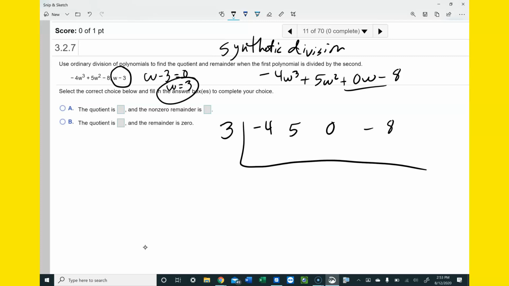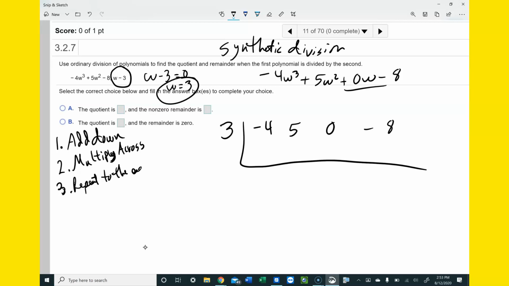Okay, then this technique of synthetic division is basically 2 repeated steps. All right, add down, then multiply across, and then just repeat that to the end. So here's what I mean by those steps.